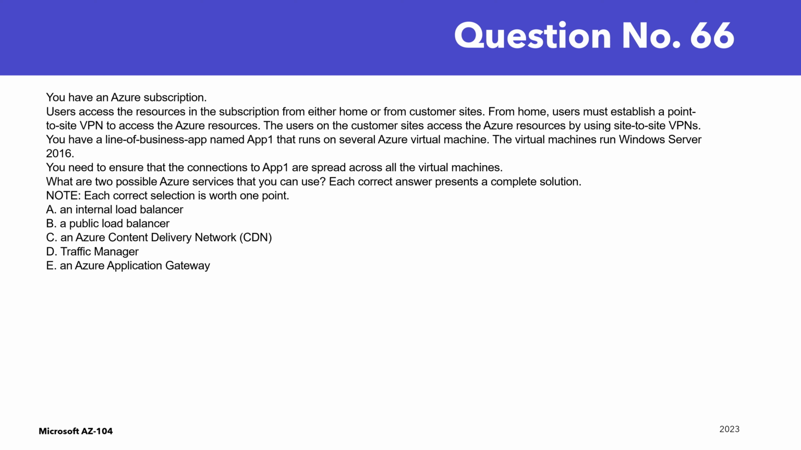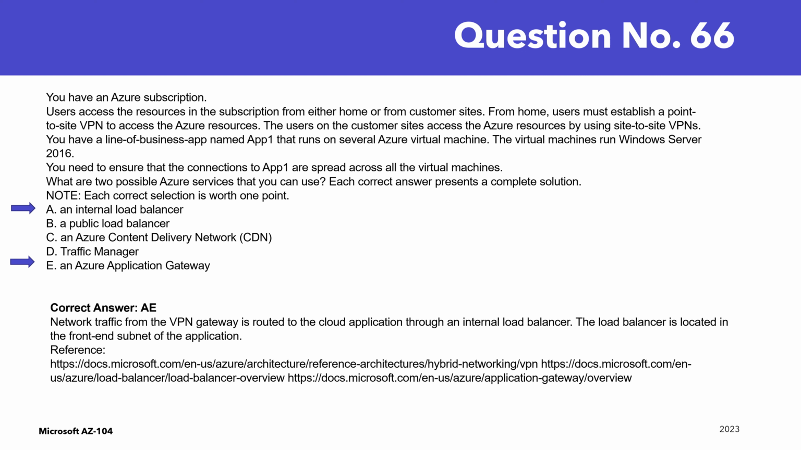What are 2 possible Azure services that you can use? Each correct answer presents a complete solution. Note: each correct selection is worth 1 point. A. An internal load balancer. B. A public load balancer. C. An Azure Content Delivery Network, CDN. D. Traffic Manager. E. An Azure Application Gateway. Correct answer, A and E.